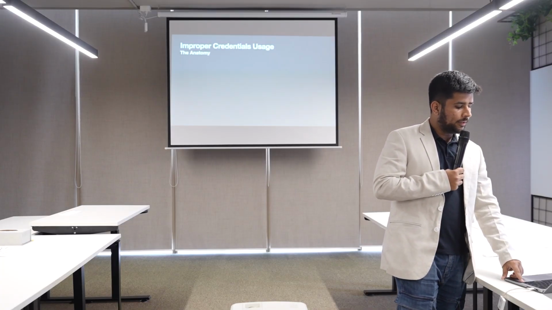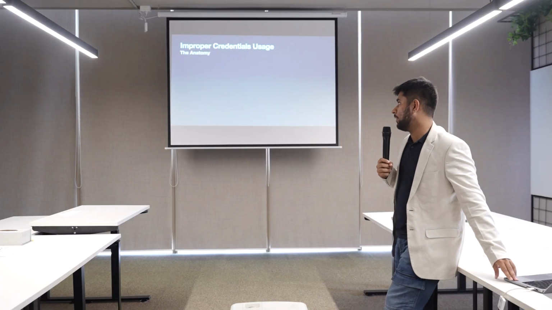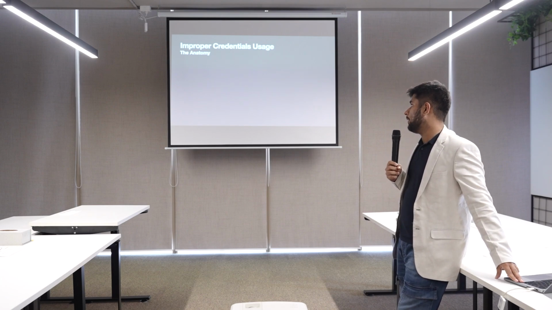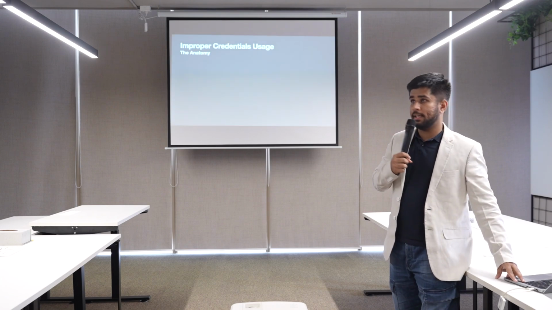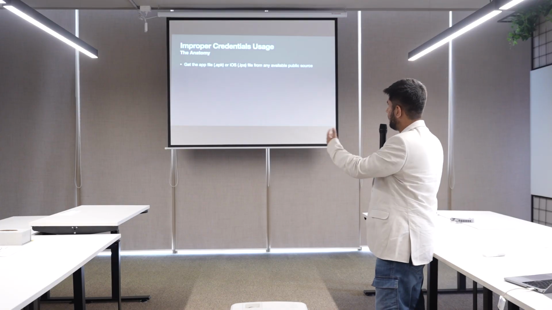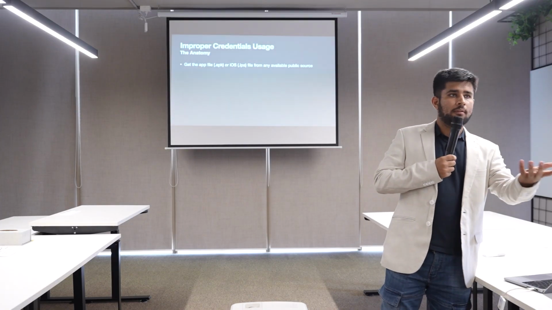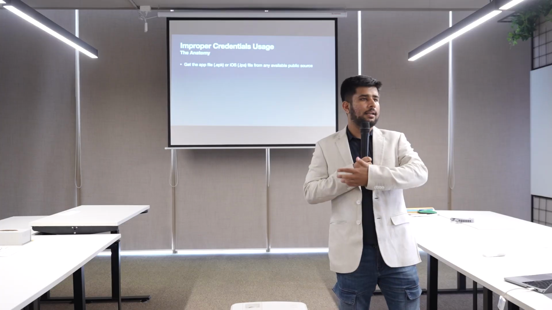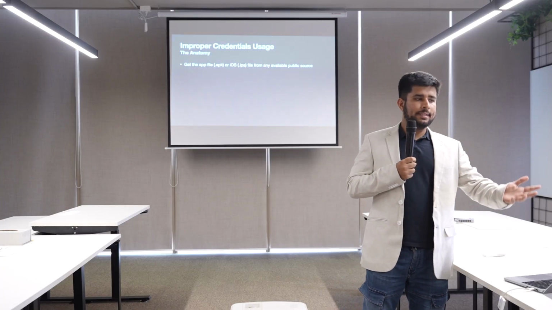This is how a hacker would have operated, basically the anatomy of this kind of vulnerability. First of all, he could get the APK file or IPA from any available public source. For people that don't know, there are a lot of websites that give out APKs.